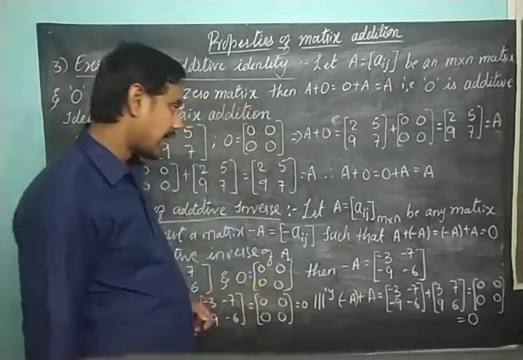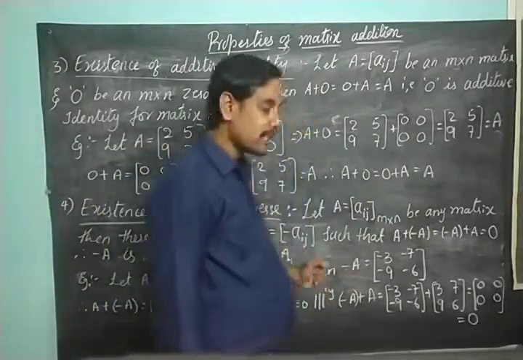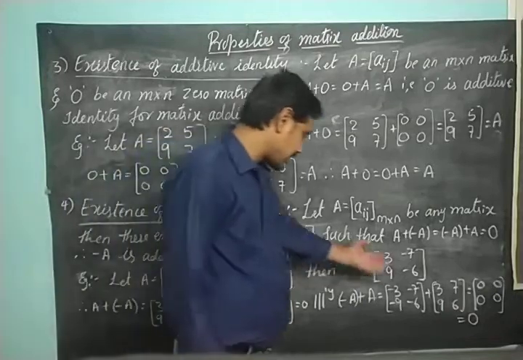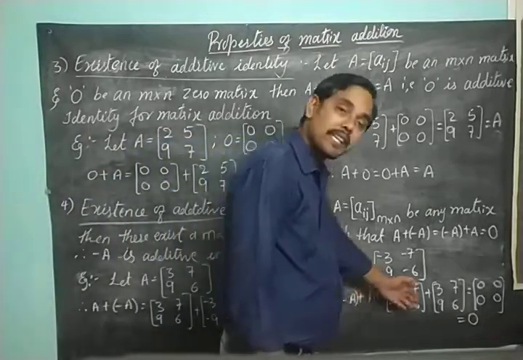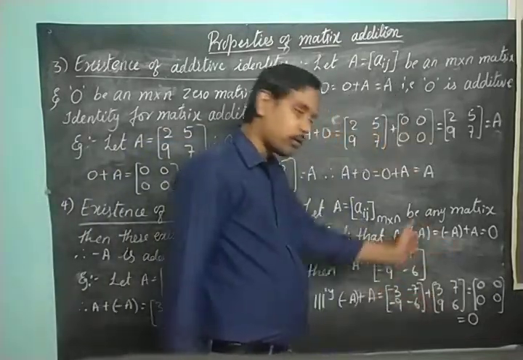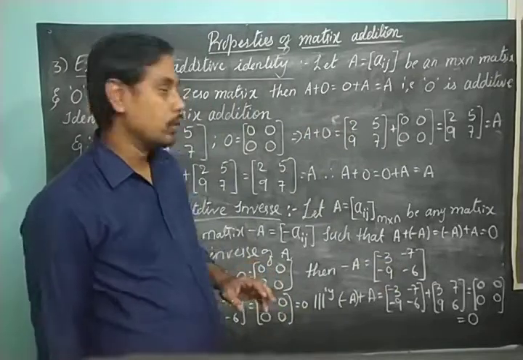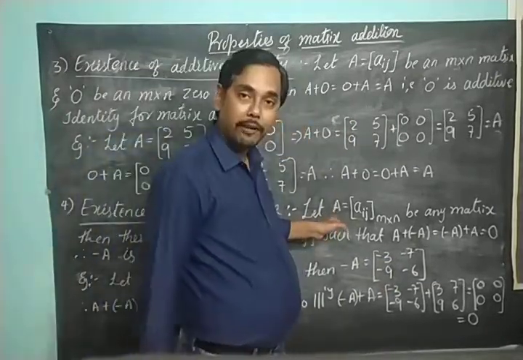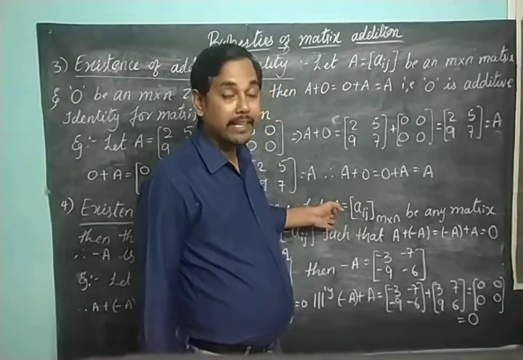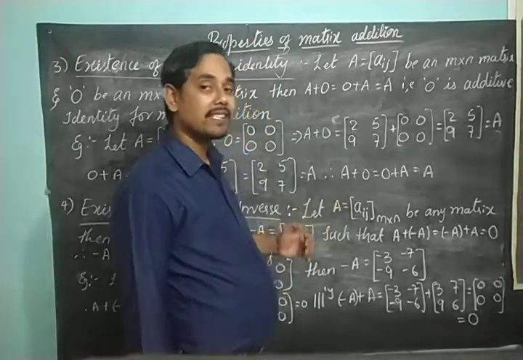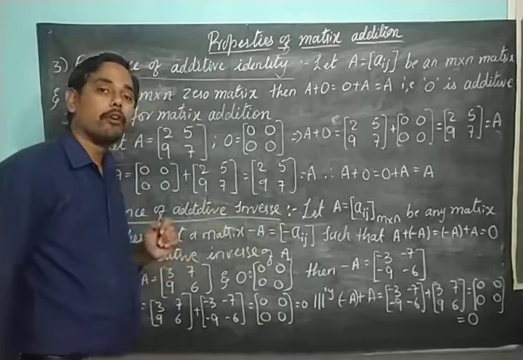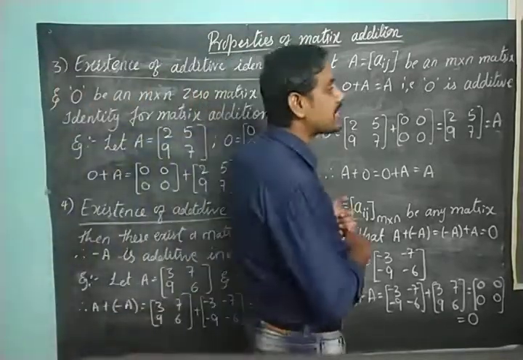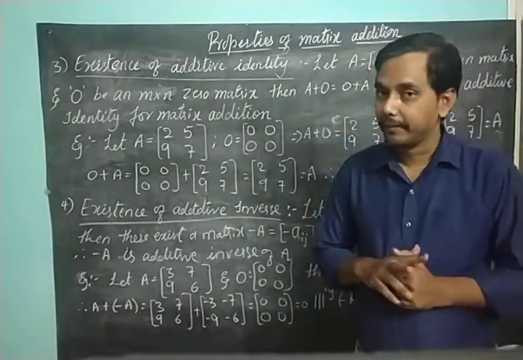Similarly, what is the RHS part? Minus A plus A. Minus A is minus 3, minus 7, minus 9, minus 6, and plus A is 3, 7, 9, 6. If you add, what you will get? 0, 0, 0, 0. So when I am adding minus A to A, I will get 0. So minus A is considered as additive inverse of A. Is that clear?